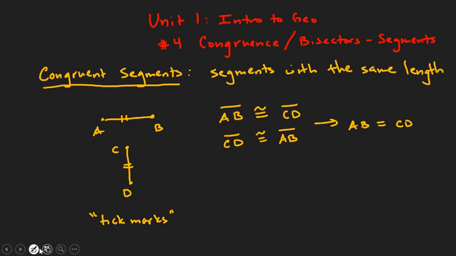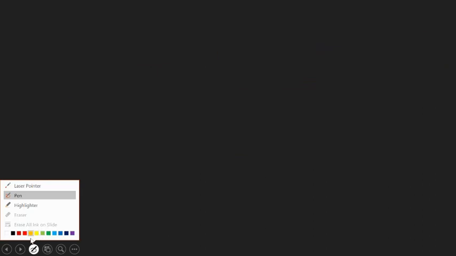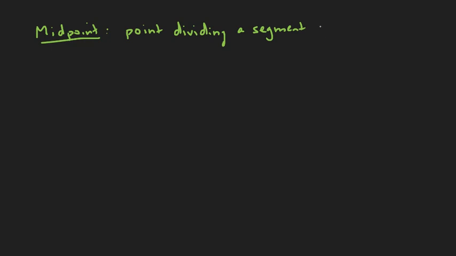Okay, so let's go into the bisector idea, and to do that, we're going to start with a word called midpoint. So I'm pretty sure you can guess what a midpoint does. A midpoint is a point dividing a segment into two congruent segments.